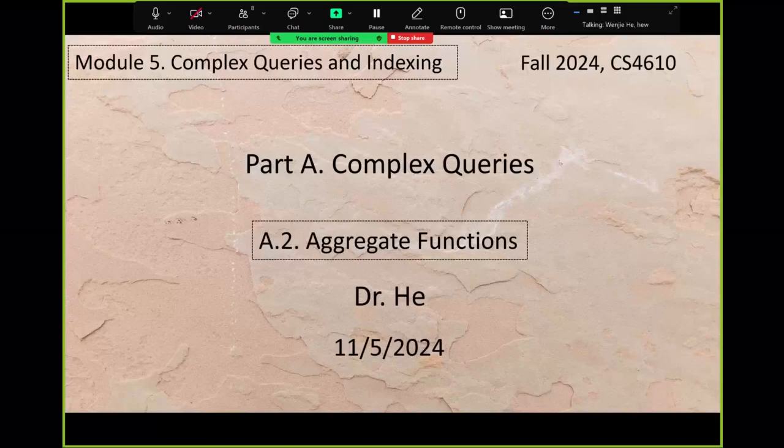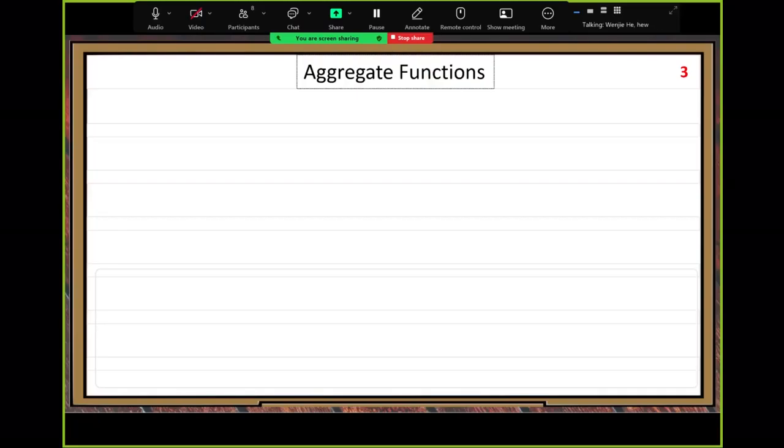Next, 8.2, Aggregate functions. When we write correlated, nested queries, many times we need to use aggregate functions. We have several aggregate functions that we can use here.